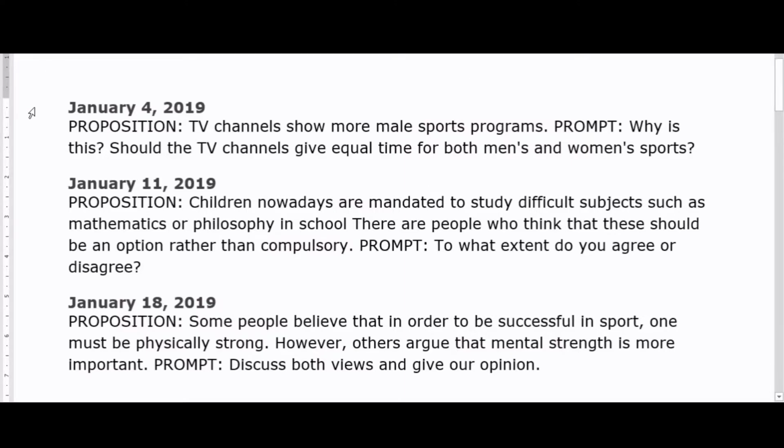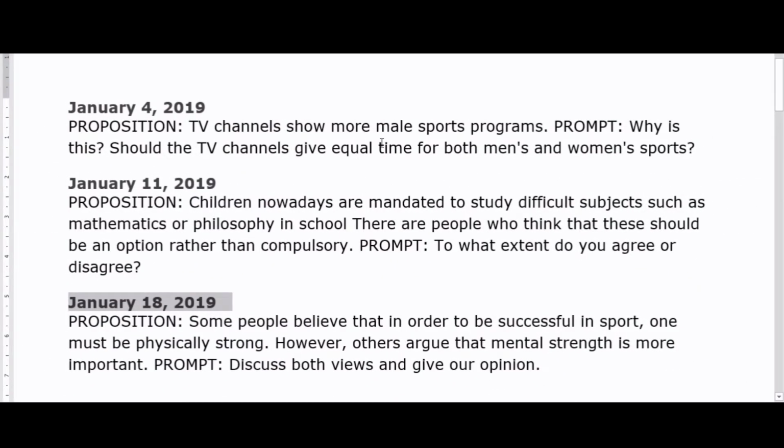So you will see the January 4 question, that was the first Saturday of the year, and then a week after that it's the January 11 question, and on the third week it's the January 18 question. So what I intend to do here is to make 3 introductory paragraphs on these 3 questions.